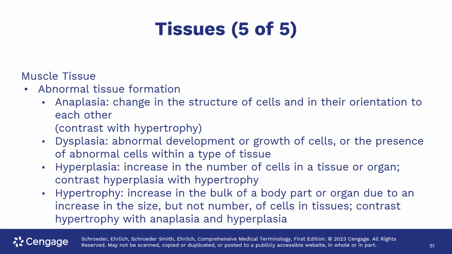For muscle tissue disorders, anaplasia is a change in the structure and arrangement of the cells. Dysplasia is abnormal development of the cells. Hyperplasia is an increased number of the cells. And hypertrophy is an increase in the size of the part or organ due to an increase in the size of the cells.